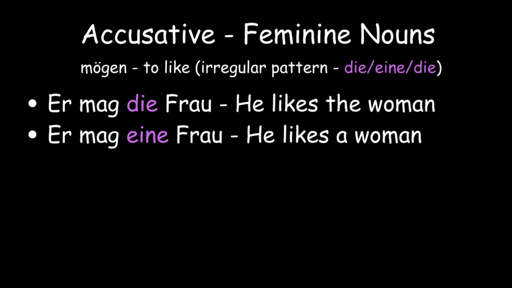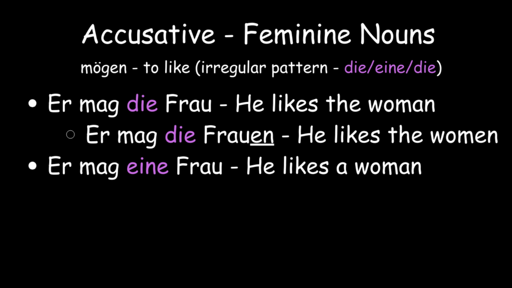Here we have the verb mögen. Mag die Frau. Mag eine Frau. To pluralize it, keep the article die and pluralize Frau. Mag die Frauen. It's accusative because of the direct object.